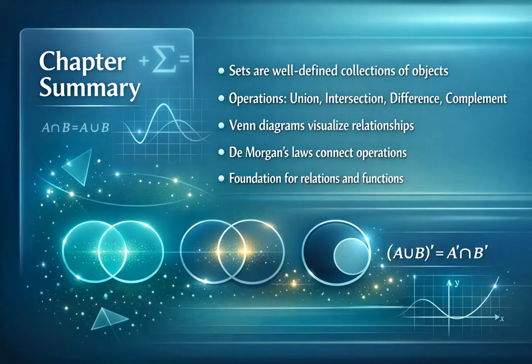Let's summarize what we learned in this chapter. Sets are well-defined collections of objects. We studied operations like union, intersection, difference, and complement. Venn diagrams help us visualize relationships between sets. De Morgan's laws connect these operations beautifully. This chapter forms the foundation for understanding relations and functions, which we'll study next. Thank you for joining Chapter 1 on sets.